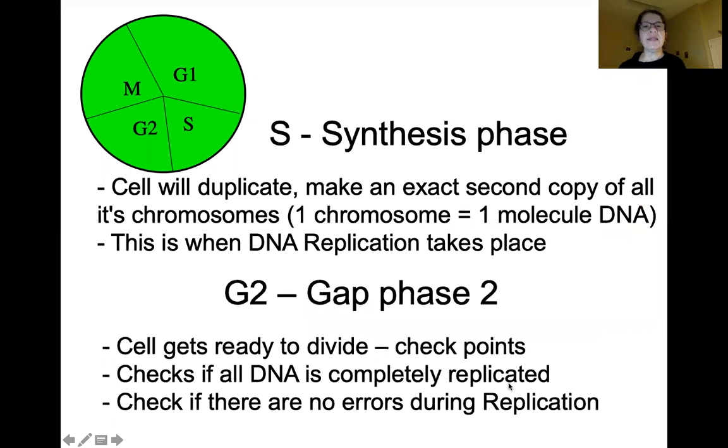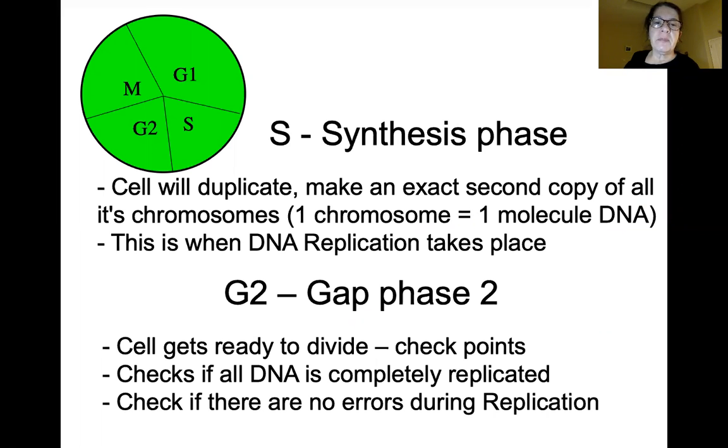So let's explore a little bit in detail what is happening in the different phases. S, as I said, stands for synthesis, and synthesis means putting things together. This is the phase of the cell cycle where cells will duplicate, make an exact second copy of all of their chromosomes. And one chromosome really is one large molecule of DNA. So this is where DNA replication will take place.